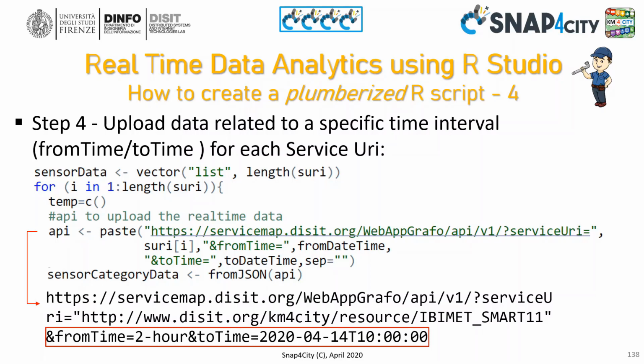In the API, it's necessary to insert the parameter SURI, in this case related to the service URI, the parameter from date time, and the parameter to date time. And with the function fromJSON, you can download all the data. You can see here the entire API with the specific service URI related to this sensor, EBMET Smart 11, and related to this time interval.